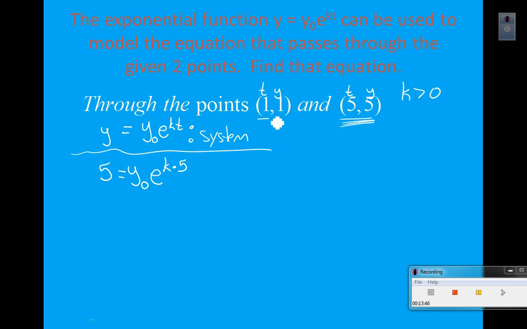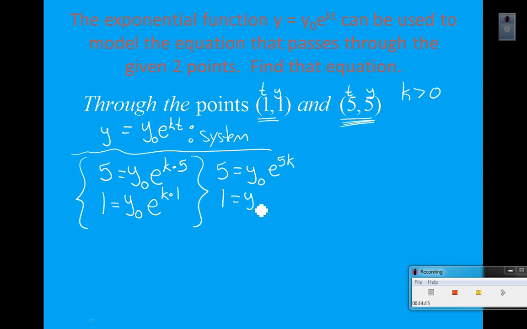I'm going to grab this ordered pair also. In place of y, I'm going to plug a 1. In place of y sub 0, I don't know yet. e to the k times 1. So what I did, guys, is I just set up a system of equations. Let me rewrite it for you so it looks like this: 5 equals y sub 0 e to the 5k, and 1 equals y sub 0 e to the 1k.